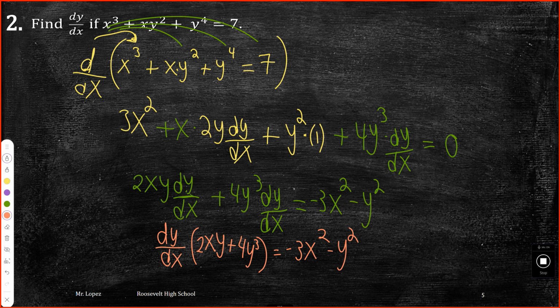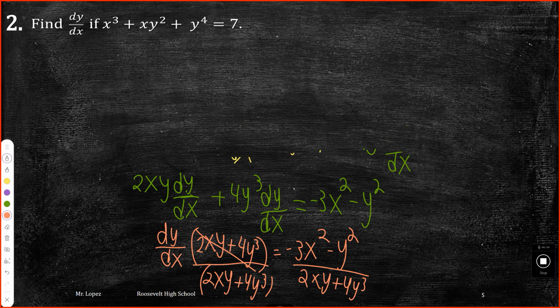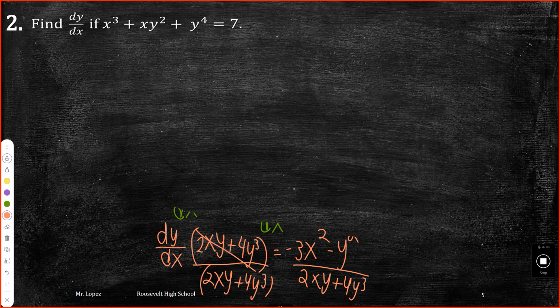So what would be the final step? Divide by this thing and get rid of it. So there's the answer right there. dy/dx is negative 3x squared minus y squared over that thing right there. All right, let's see if I can improve my writing and not make so many mistakes on the next problem.